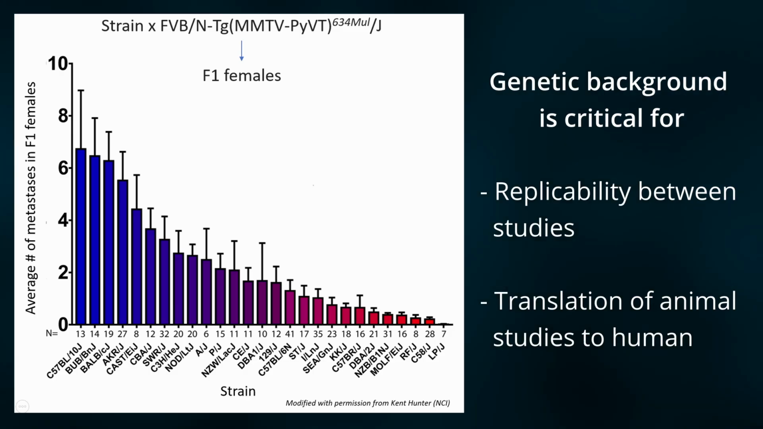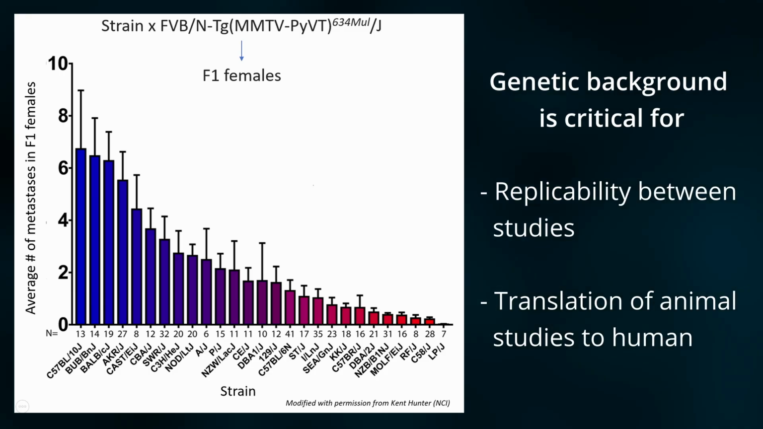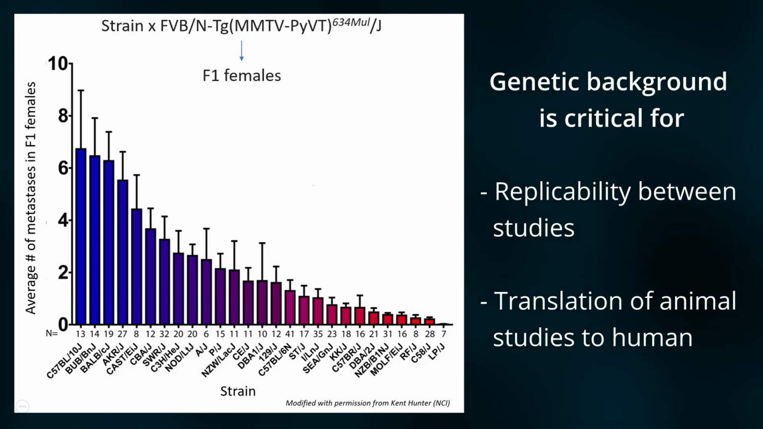This is illustrated in a screen in which females from 27 inbred strains were crossed with males of the polyoma-T cancer model to create F1 females. These F1 females carry the identical transgene and paternally inherited FVB genome, and vary only by the maternally inherited genome. As shown in the figure, the average metastatic burden varies widely due to genetic background. This has broad implications for replicability of prior research.